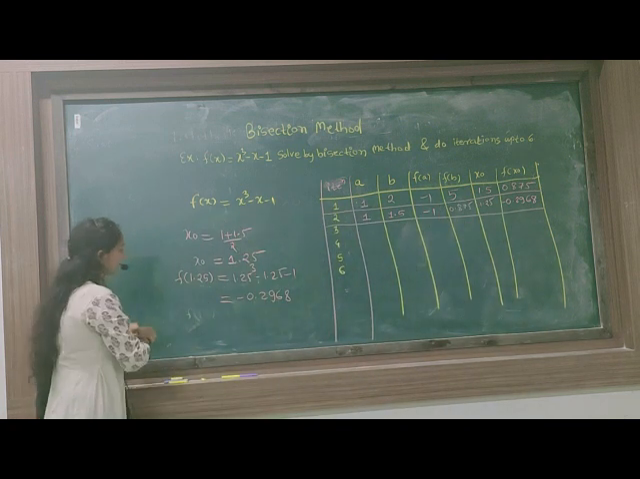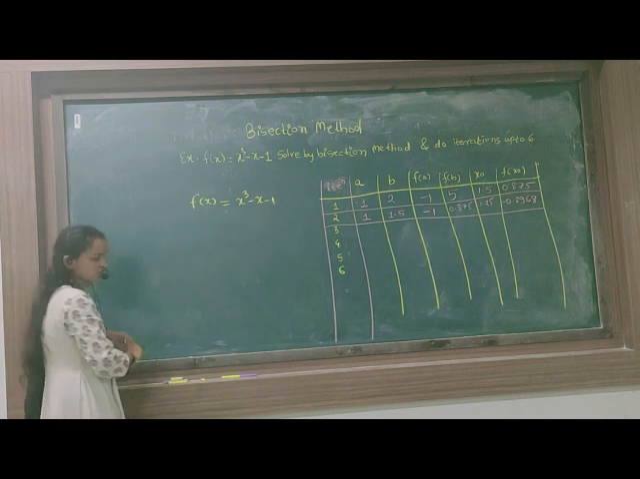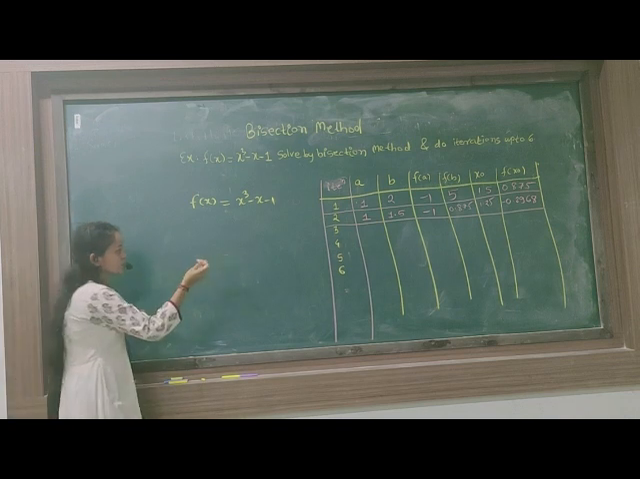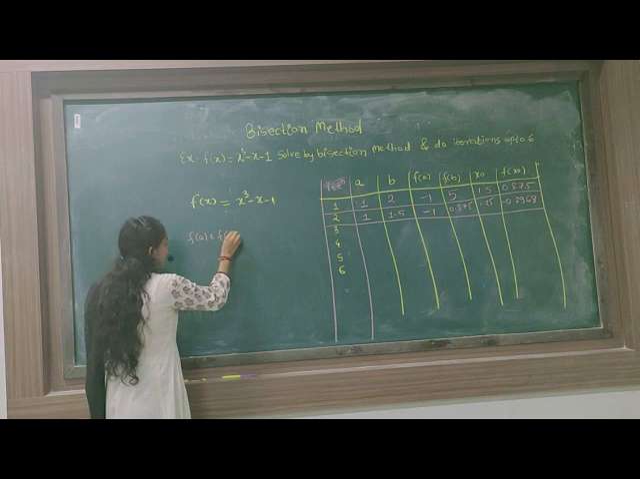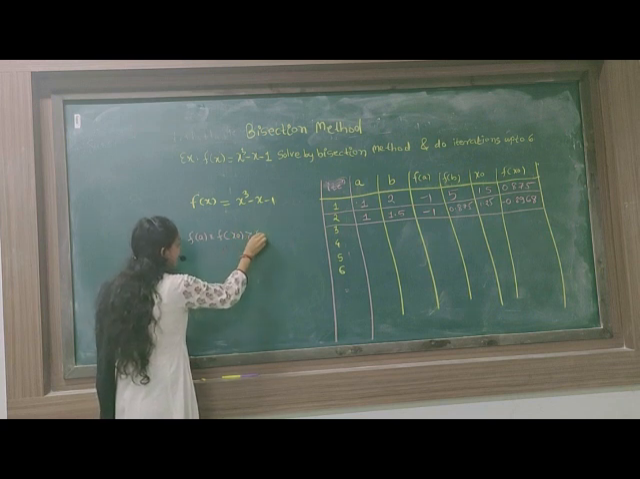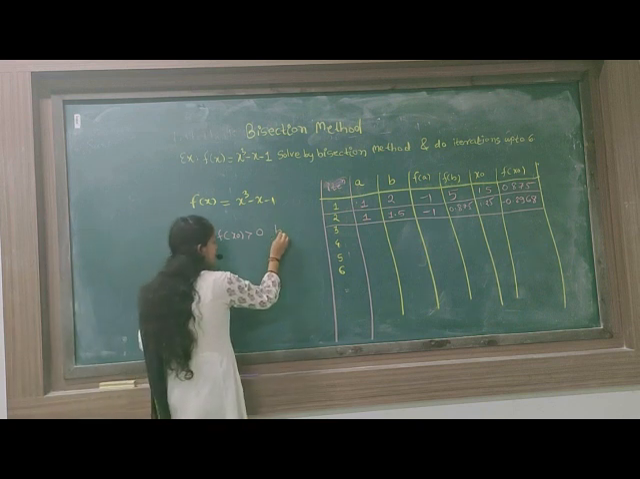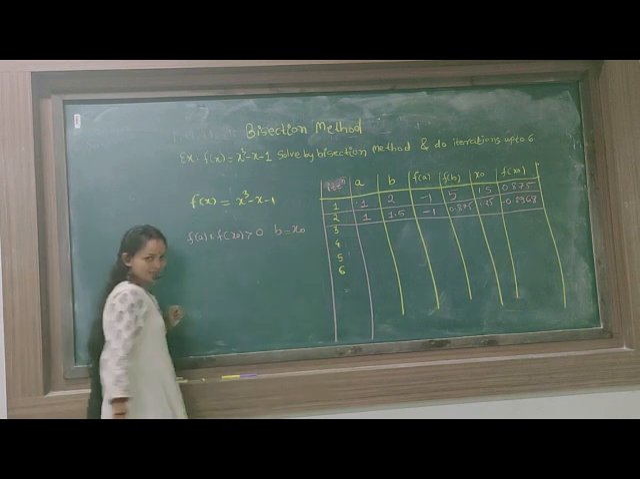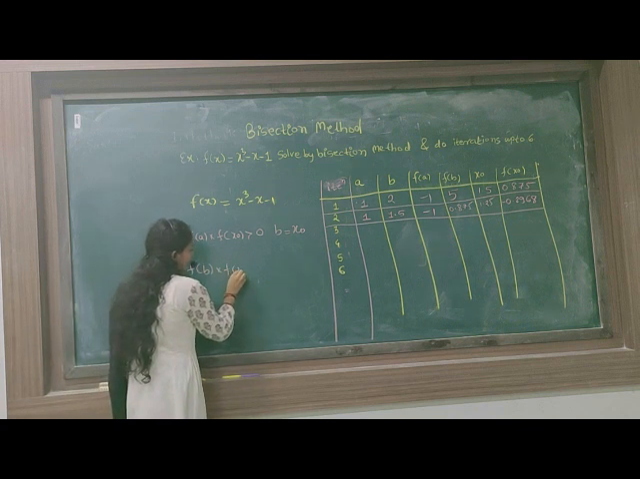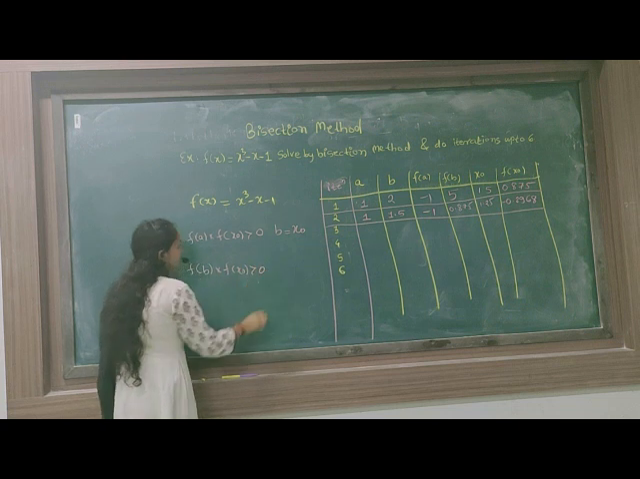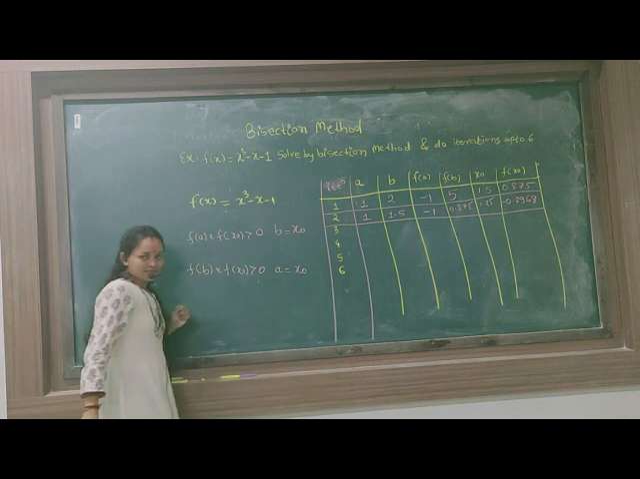Now go for the third iteration. In the simple way, you check which condition is satisfied. Consider again f of a multiplied by f of x0, which is less than 0. If this condition is satisfied, then b is equal to x0. In the same manner, if f of b multiplied by f of x0 is less than 0, then a is equal to x0.